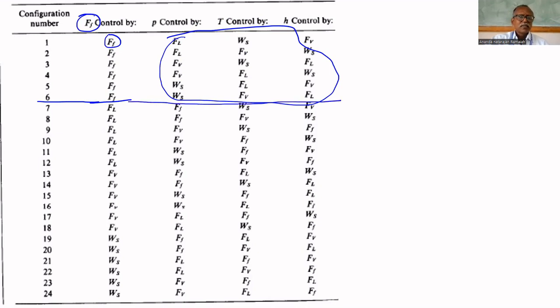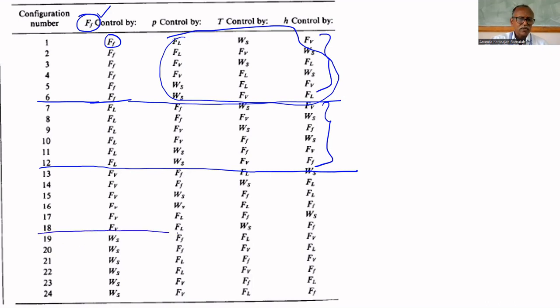Then, if you control feed flow rate by liquid flow rate, another 6 combinations. The remaining 3 will put a permutation and combination, you will get another 6. Then, if you control the feed flow rate by vapor flow rate, the remaining 3, another 6 combinations you can put. Therefore, there are 24 possible combinations, out of which we have to select only one.